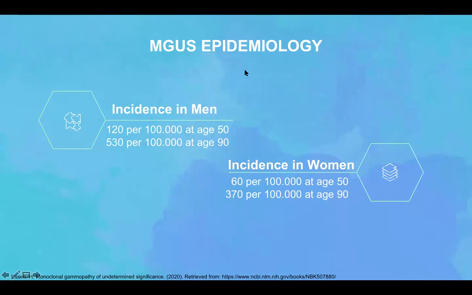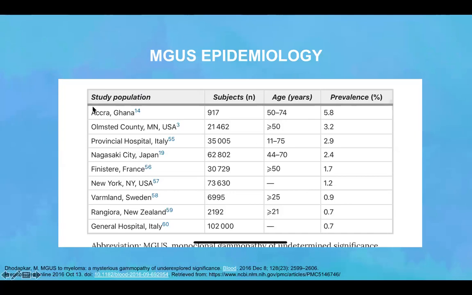As I told you before, the incidence is higher in men than in women, and it increases with age. It is 120 per 100,000 patients at the age of 50, and it increases further by age 90. In women it also increases with age, but it's lower than in men. We also see that it is 3 times more frequent in African Americans than in the Caucasian population.